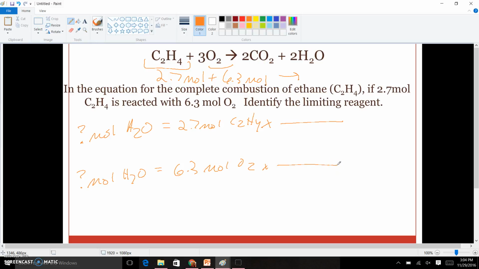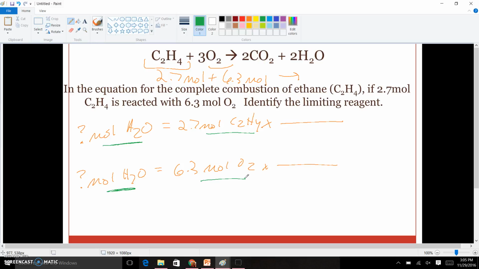Just like with the peanut butter and jelly sandwiches, how many sandwiches can I make out of the materials I have? If I have a loaf of bread and a big jar of peanut butter and a big jar of jelly, I know I'll have tons of peanut butter and tons of jelly, but I'm going to run out of bread eventually, and how much bread I have determines how much product I have. So I'm trying to ask myself how much product, H2O, will I make from this much of one reactant, and this much of the other?